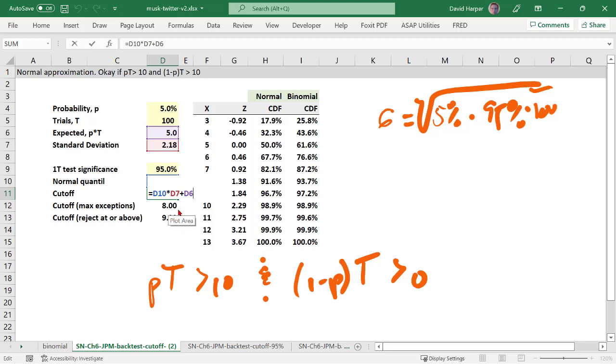unstandardize it is what I do. And that is to say, I take the mean and add the standard deviation multiplied by the normal quantile. You can see there gives us 8.58. In other words, on a normal distribution, if we go out 1.645 standard deviations, we get to 8.58.